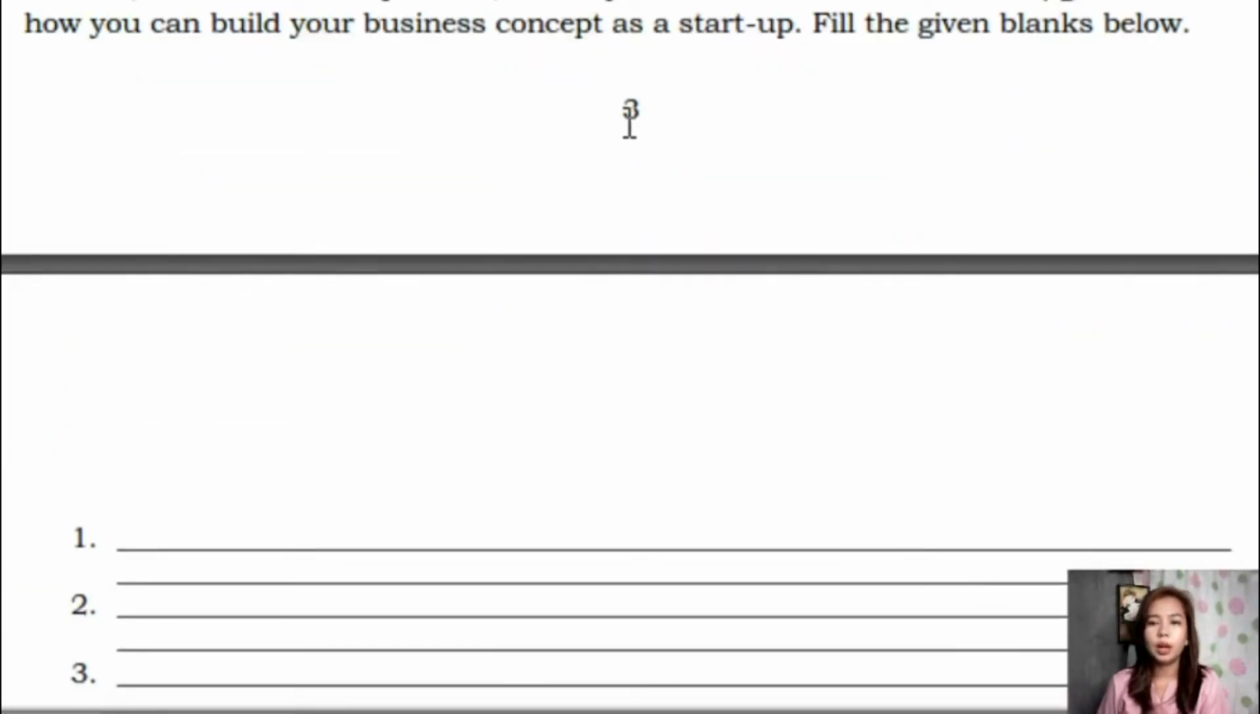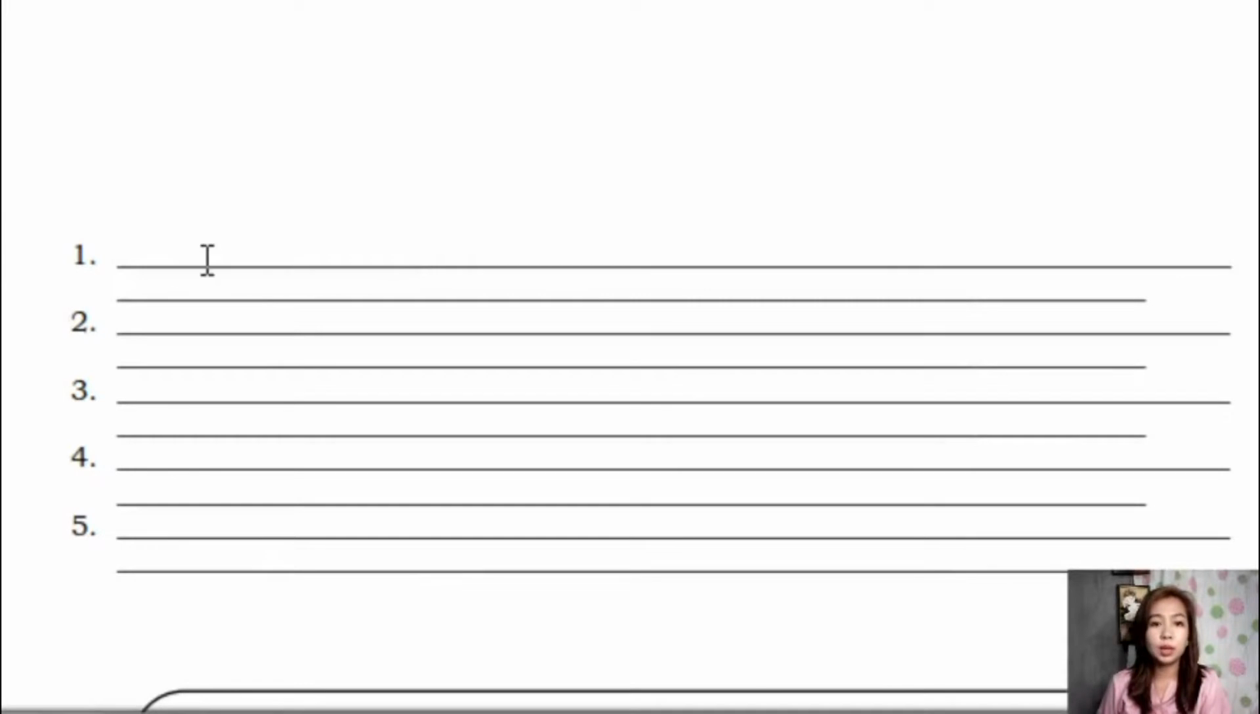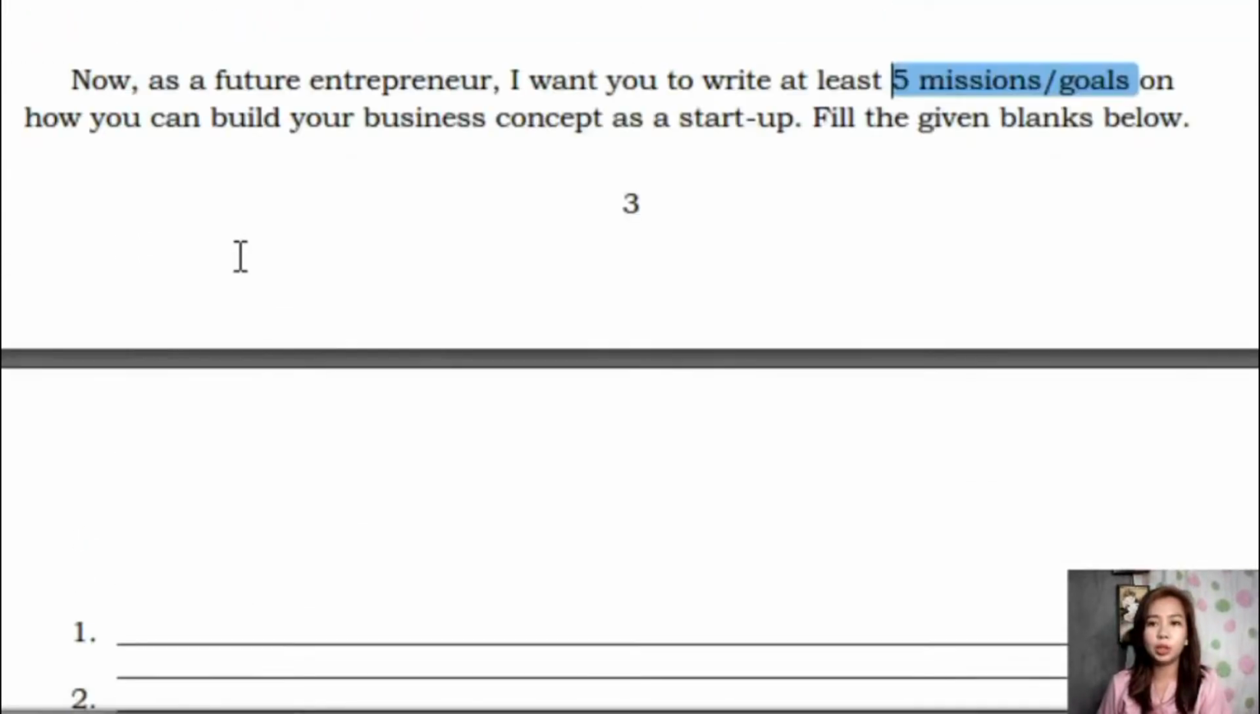Okay, so you have to write at least 5 mission and goals on how you can build your business. Please write your mission and goals in your notebook. This will be an individual activity, but your basis will be your submitted business plan last quarter.